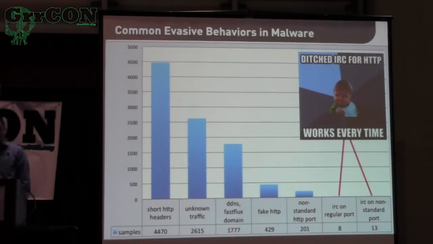The next category over, use of dynamic DNS, fast fluxing. These have been around for a while. They're pretty popular for anti-takedown attempts, anti-blacklisting techniques, and so on and so forth. And then we get into fake HTTP, which is the next most common.